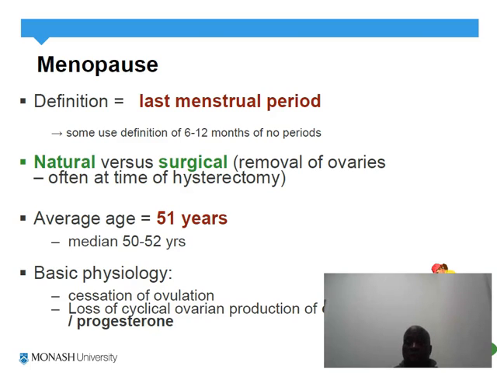And it is also accompanied by loss of cyclical production of estrogen. Remember, during normal ovulation, there is that cyclic production of estrogen and progesterone. Those cyclic productions cease.